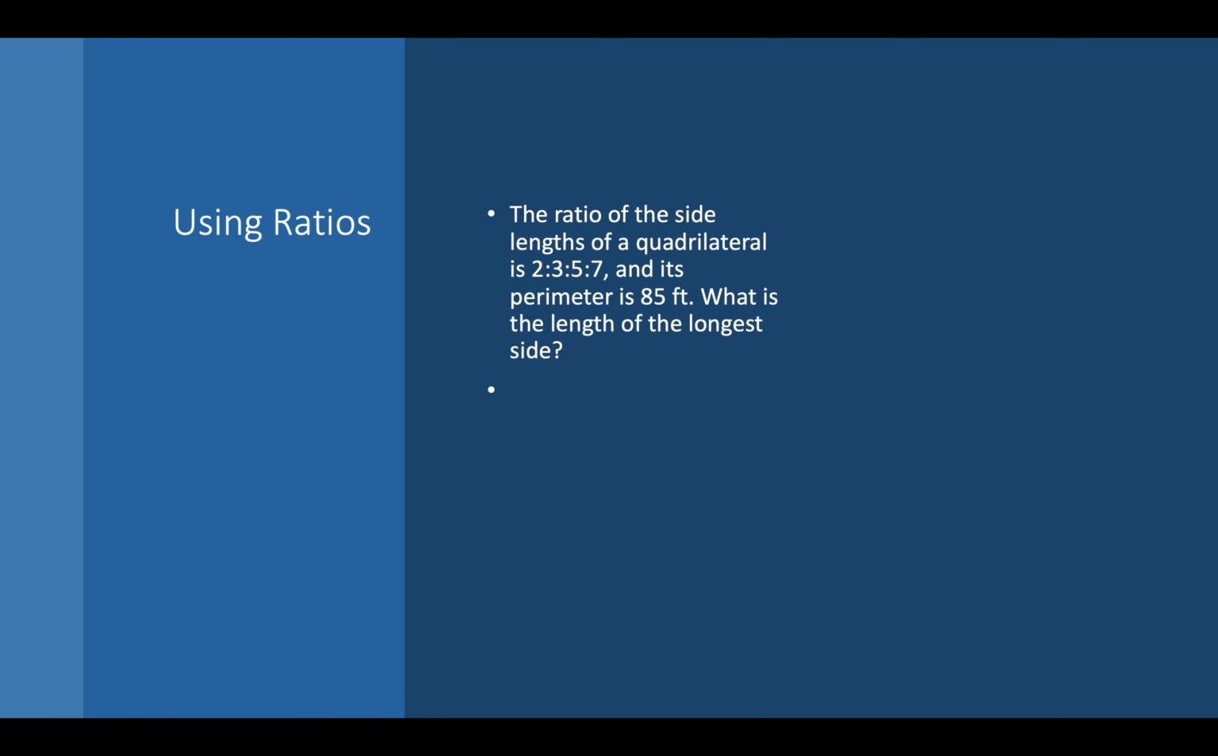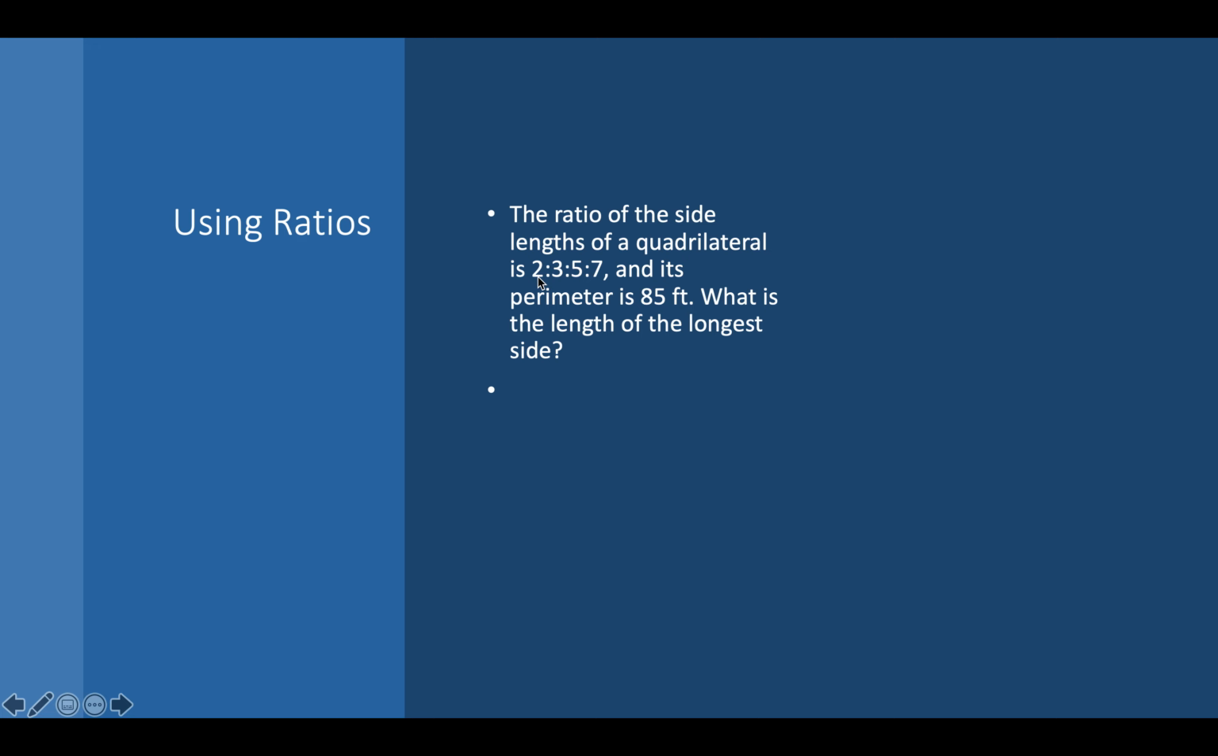Here's another type of problem. I don't think we're having much on the CFA, but it will be on the CUA and could show up on ACT, which you'll all take next year. So the ratio of the side lengths of a quadrilateral are 2 to 3 to 5 to 7, and its perimeter is 85. So what's the length of the longest side?